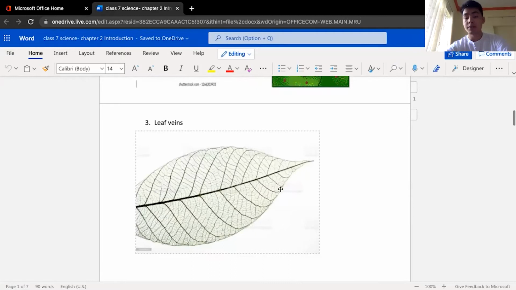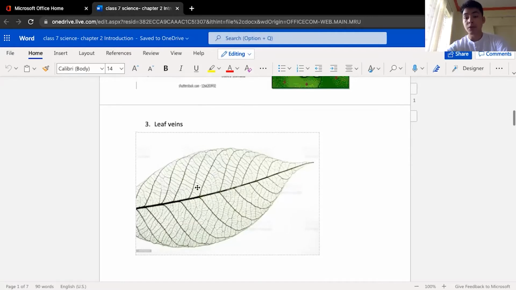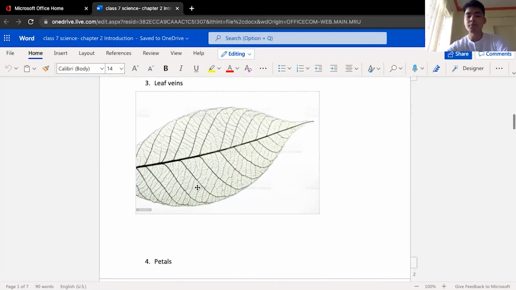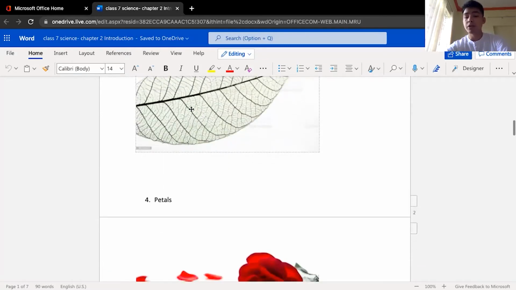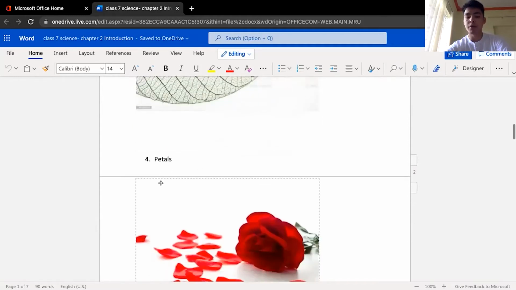So this is a typical leaf, and these are the leaf veins. This is actually how water gets transported up and down, or food can be transported up and down.